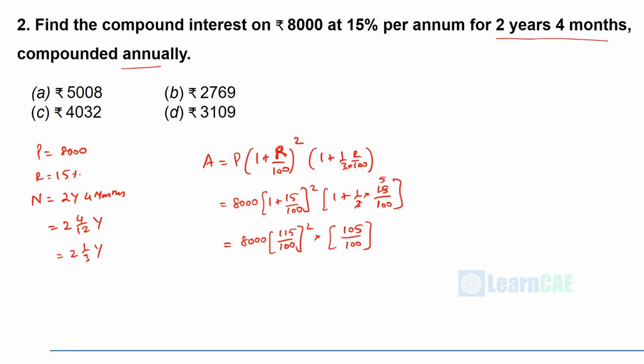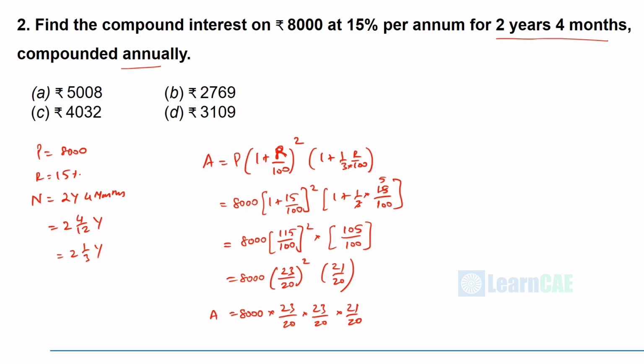Now we shall divide both sides by 5. This will be 8,000 into 23 by 20 squared into 21 by 20. Now we shall expand. Amount is equal to 8,000 into 23 by 20 into 23 by 20 into 21 by 20.